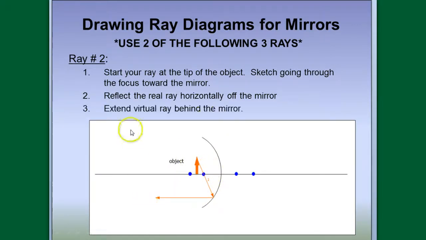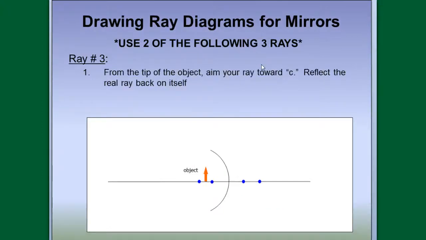And remember, there's always a virtual ray behind the mirror, behind the reflected ray, and we extend it right here. There's our virtual ray. So there's ray number 1 and ray number 2. Most of the time, that's all you're going to need. You only need two of any of these three rays, but we need to know at least three of them to get us through every type of mirror that we're going to have.